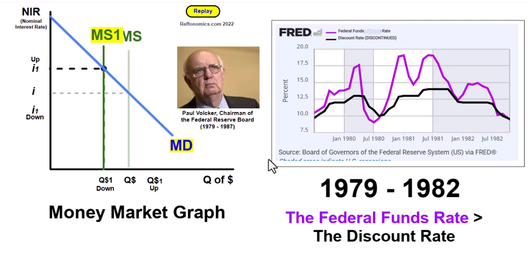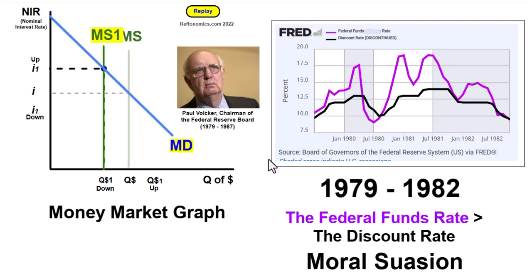The Federal Reserve is a lender of last resort. Why wouldn't commercial banks then go to the Federal Reserve and borrow at a lower interest rate, at the discount rate shown in black, compared to the federal funds rate, where banks would lend money to each other overnight? Well, there was another tool, sort of an unwritten tool of monetary policy, called moral suasion.